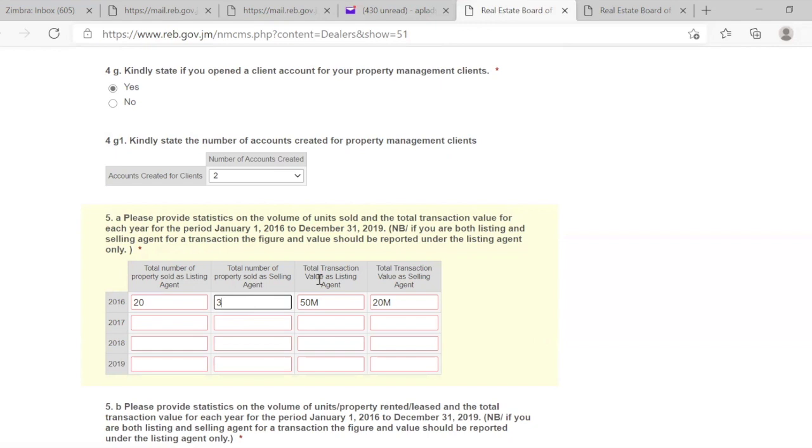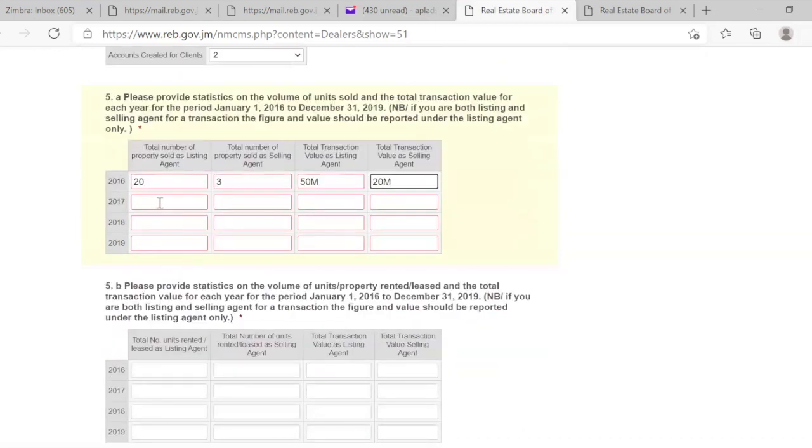Now, under the total transaction value for listing agent for these 20 properties that you have sold as a listing agent, then you will calculate the total value of those properties that are outlined on the sale agreement for those properties and put the value here. The same thing for those that you have co-broke or you were the purchasing agent. I should correct here, right? So you'll put the information right here, the total transaction value, and you'll do the same.